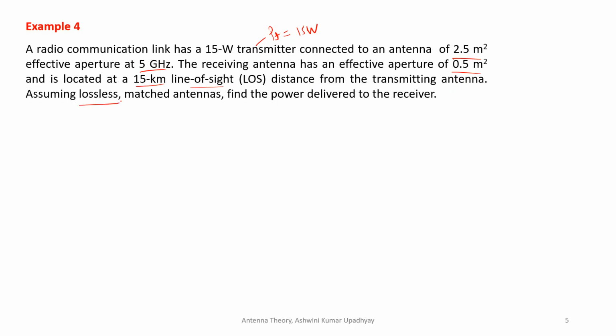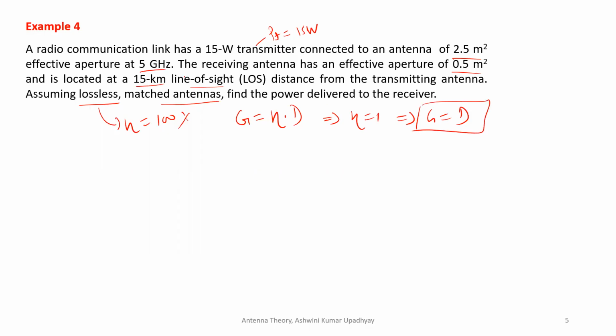So assuming a lossless matched antenna, lossless means the efficiency of this antenna is going to be 100%. And if you know one condition regarding efficiency, the gain of an antenna is given by the multiplication of the efficiency of the antenna with the directivity of the antenna. And if this efficiency is 100%, which means efficiency is 1, then your gain is going to be equal to the directivity of the antenna, right? So we are assuming a lossless and matched antenna. Matched antenna means whatever power the transmitter gives to the antenna is going to be 100% transmitted by the antenna.